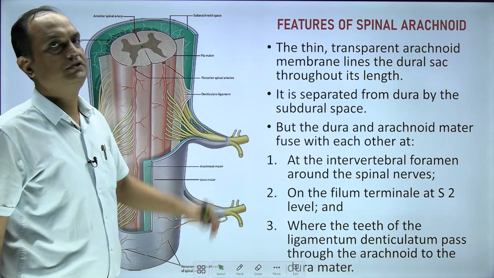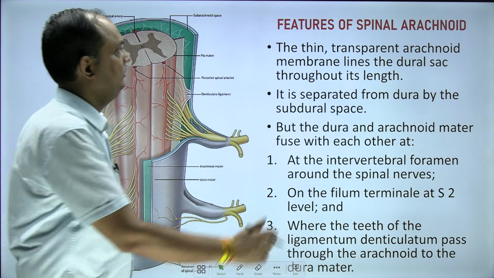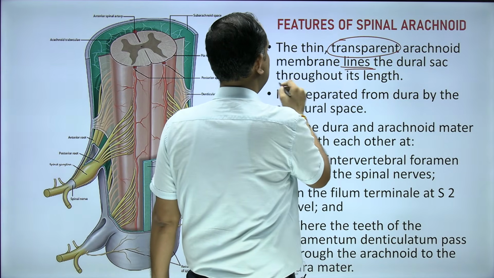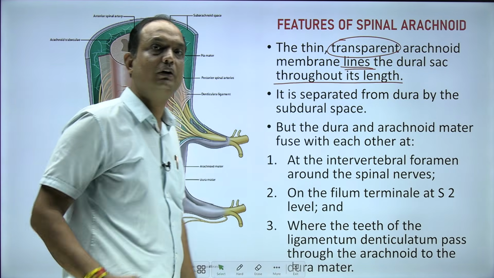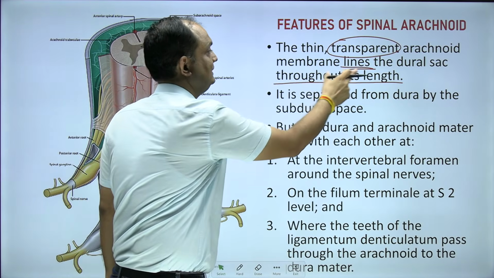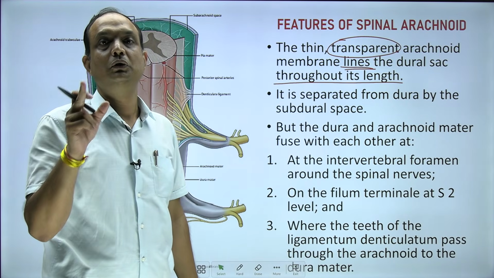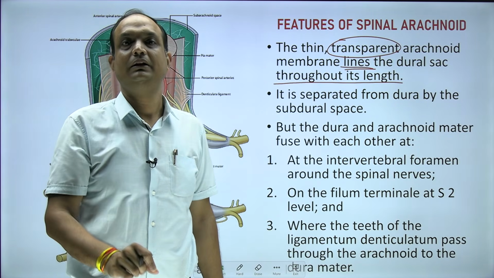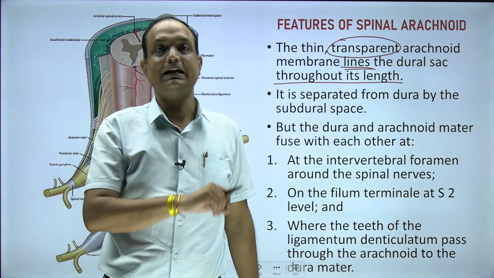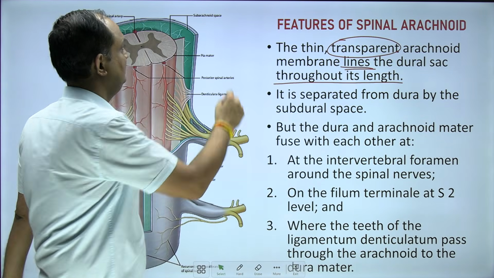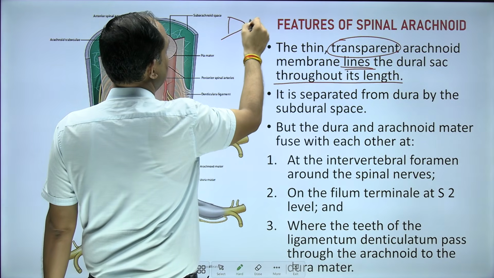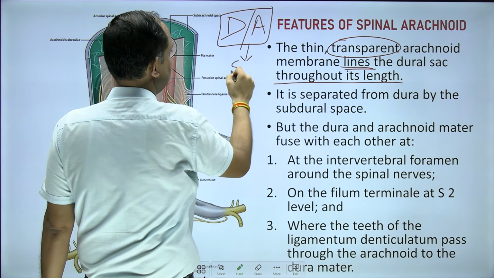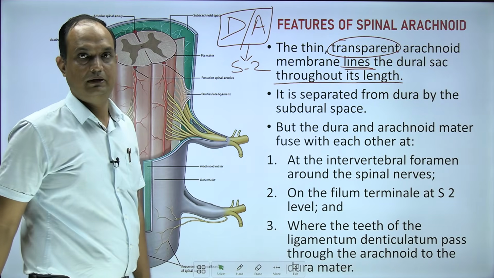Now, what are the features of arachnoid mater? Arachnoid mater is a thin transparent membrane, and it lines the dural sac throughout its length. What is the meaning of throughout its length? It means that the dura ends at the level of S2, so the arachnoid mater also extends up to the second sacral vertebra. So this is again a question to keep in mind: dura and arachnoid mater both have their lower extension up to the S2 level.